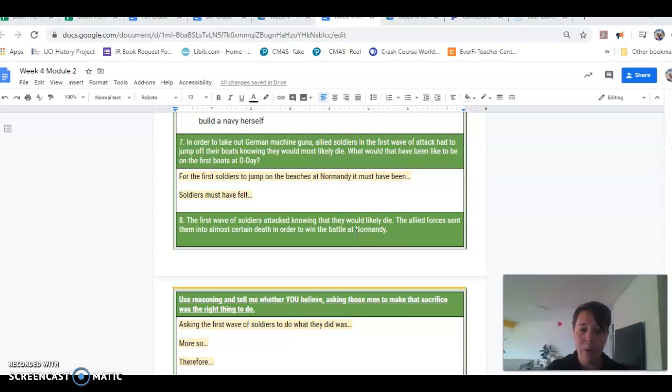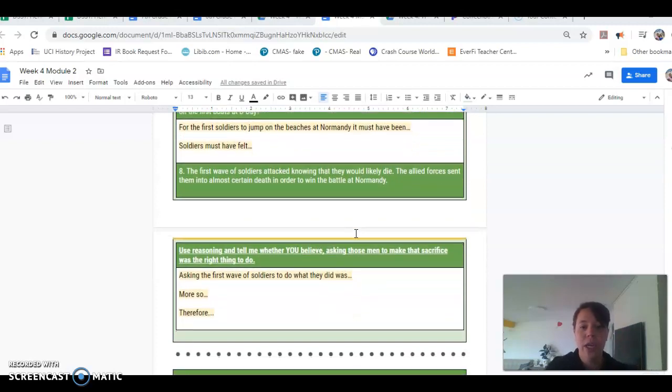Use reasoning and tell me whether you believe asking those men to make the sacrifice was the right thing to do. So do you think it was okay for the Allied forces, that's United States, Britain, Canada, France, etc., to ask soldiers to run up the beach knowing inevitably that that first wave and subsequent waves would die? So asking the first wave of soldiers to do what they did, run up the beach knowing they'll be killed, was or was not the right thing to do?